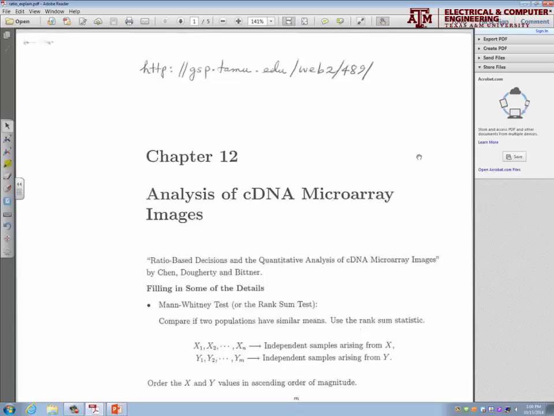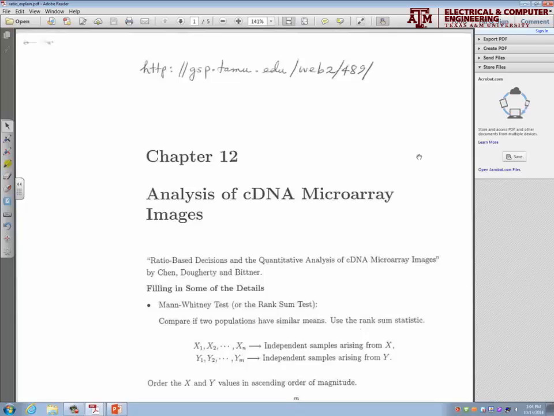So here you're interested in comparing two populations, whether they have the same means or not, similar means or not. So how do you check that? You basically draw samples from each. Let one of the populations be X, another one be Y, and you don't know anything about the distribution.